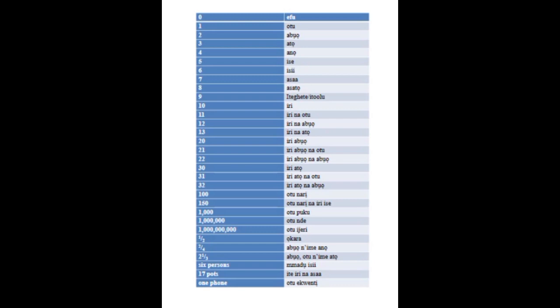The next one, 17 pots. You have ite iri na asaa. You see 17 again, iri na asaa. The na comes in. 10 and 7. Ite iri na asaa. 1 phone. Otu ekwentị. You see what I told you about 1? Because the ekwentị is 1, the number comes before ekwentị. If it is 2, it comes after the ekwentị. It becomes ekwentị abụọ. Is that clear?